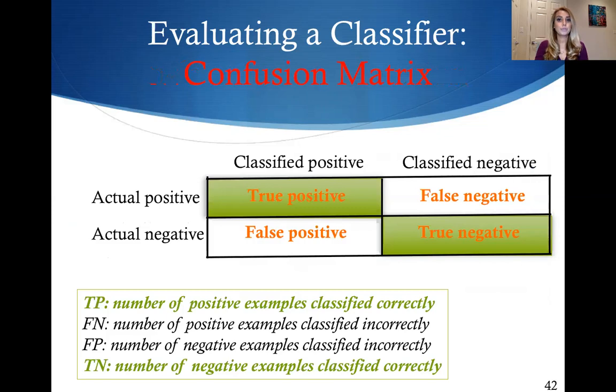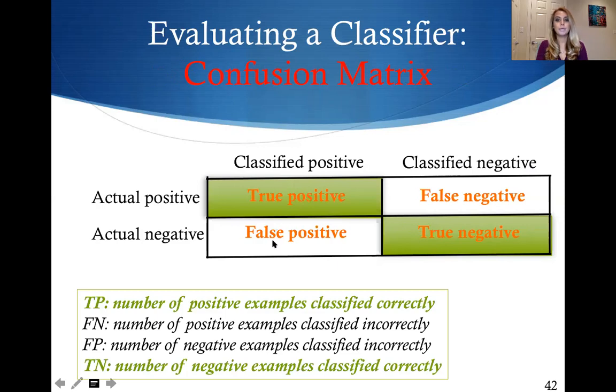Another technique is the confusion matrix. This is the matrix that you can see. We have the actual positive, which is the number of the elements in the test set that are correctly classified. Then we have a true positive. The actual negative are the elements that have the tag of the correct negative, and we put them in the true negative.